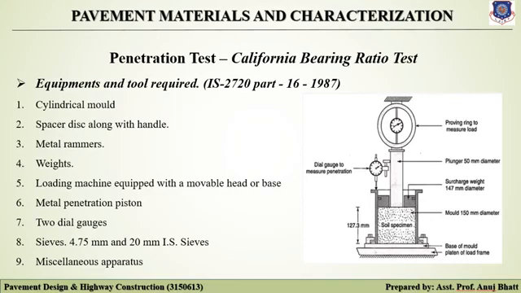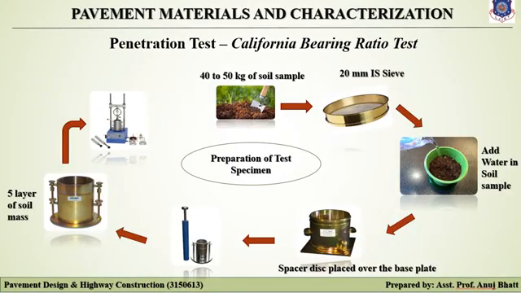So now let's start the preparation of the test specimen. To prepare a test specimen, first of all, about 40 to 50 kg of soil sample is to be taken dry and sieved through a 20 mm sieve, and the material passing this sieve is used for the CBR test.